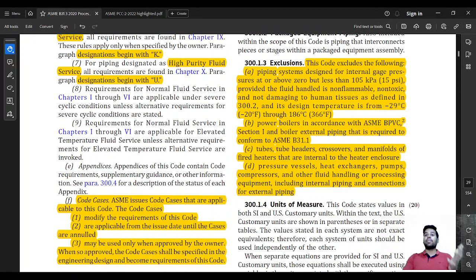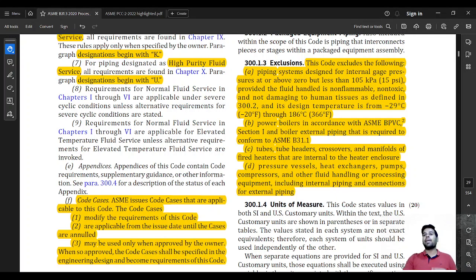Exclusions: there are some services that are excluded from the requirements of this code. This code excludes the following piping systems: piping systems designated for internal gauge pressure at or above 0 but less than 105 kilopascal or 15 psi, provided that the fluid handled is non-flammable, non-toxic and non-damaging to human tissues as defined in 300.2, and its design temperature ranges from minus 29 degrees Celsius to 186 degrees Celsius. Power boilers: so power boilers external pipeline.